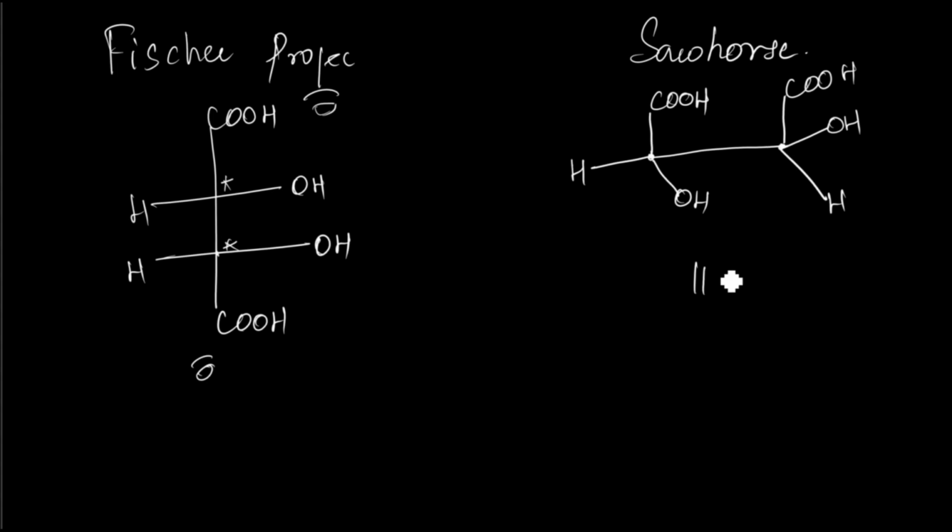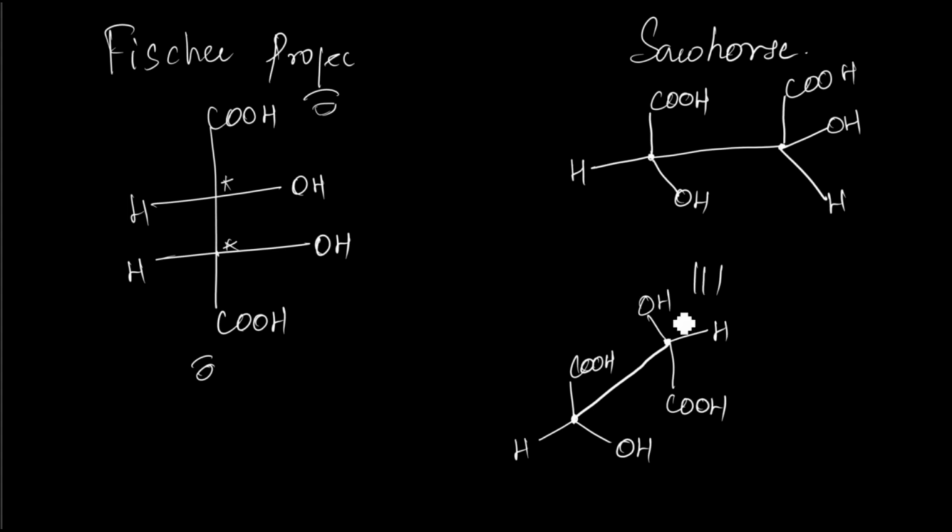Or else you can write it as these 2 are chiral carbons, COOH, on one side I have OH and on the other side H. This is for one carbon. For the other carbon, COOH, H, OH. Okay, so this is the conversion of Fischer to sawhorse.